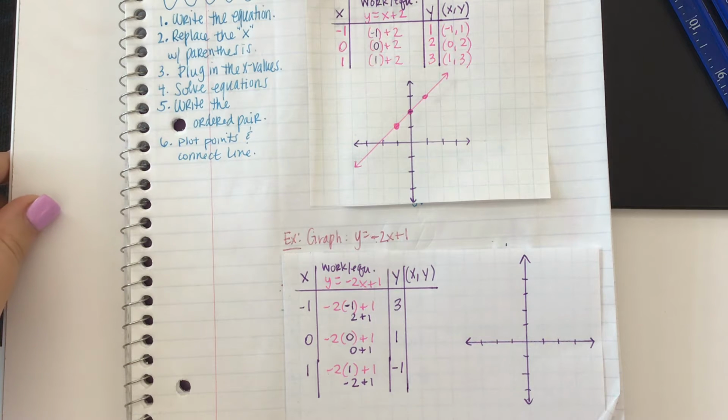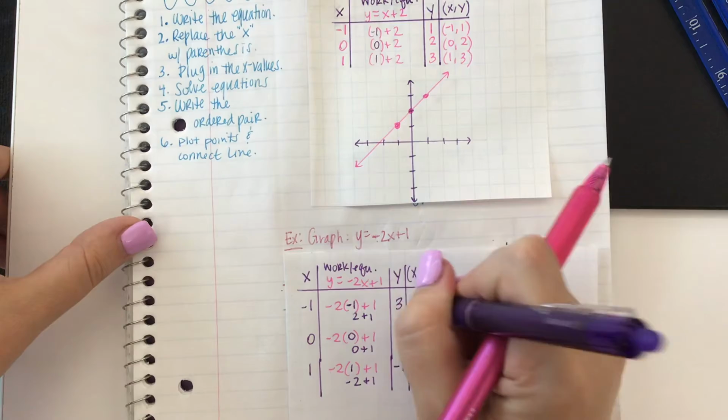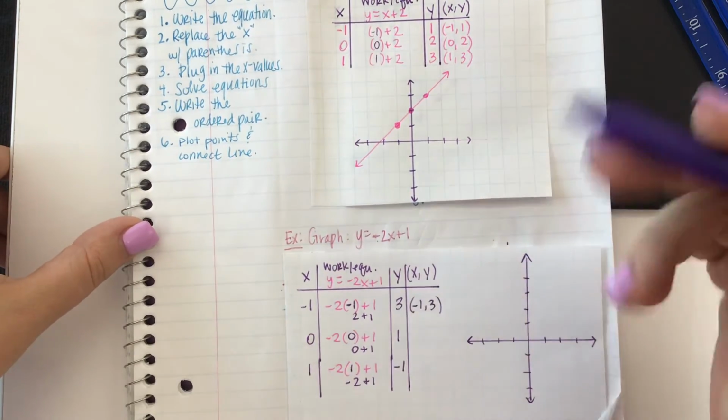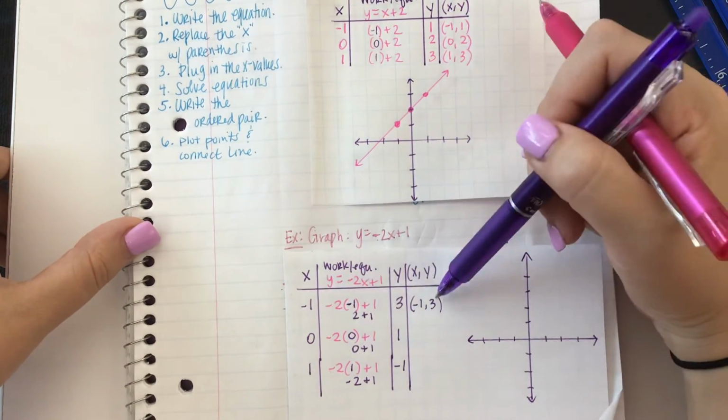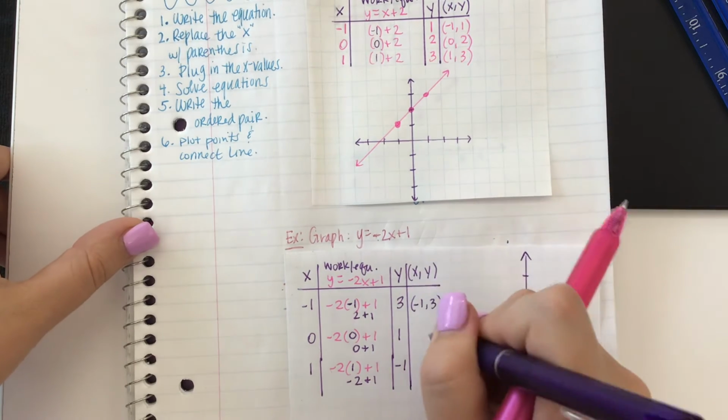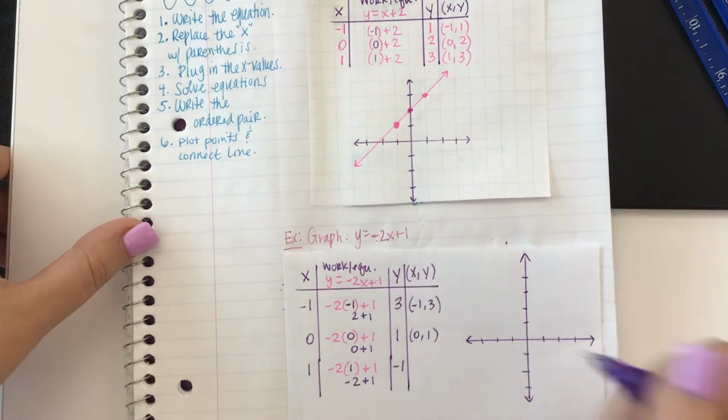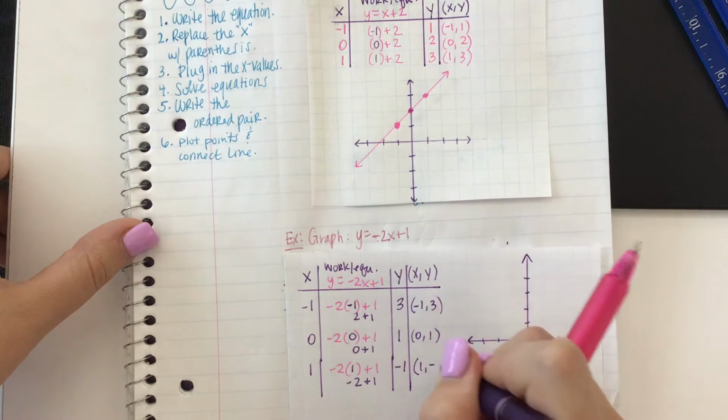All right. And then we're going to go ahead and write our ordered pair. So our first ordered pair is negative 1, 3. I literally just took the x and the y and put it in an ordered pair. Next we have 0, 1. And lastly, we have 1, negative 1.